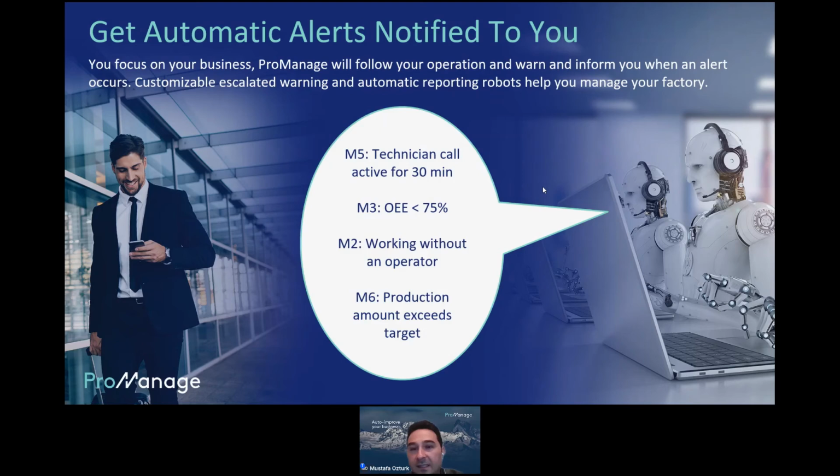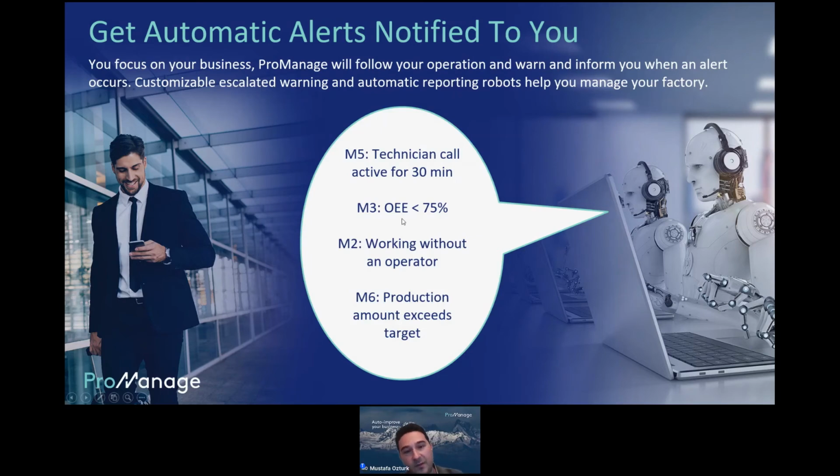So this is an escalated warning system, so you can have a low-level warning for 5 minutes, a mid-level warning for 30 minutes, and then you can have a real alert for, let's say, if the technician did not attend the call for 1 hour. Same thing for OEE or any other KPI within the system.